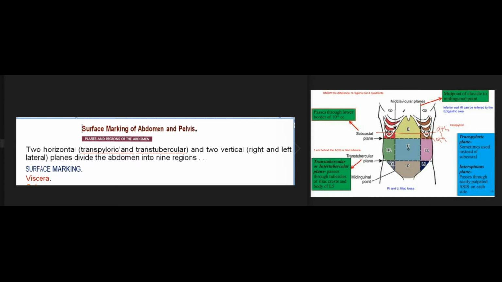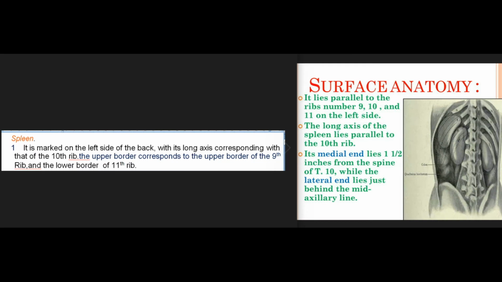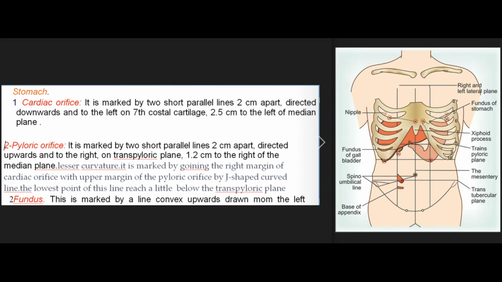Surface marking. Viscera. Spleen. 1. It is marked on the left side of the back, with its long axis corresponding with that of the 10th rib. The upper border corresponds to the upper border of the 9th rib and the lower border of 11th rib. 2. The medial end lies 4 to 5 cm from the posterior midline, and the lateral end on the left midaxillary line. Stomach. 1. Cardiac orifice.